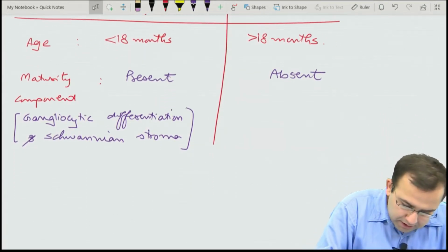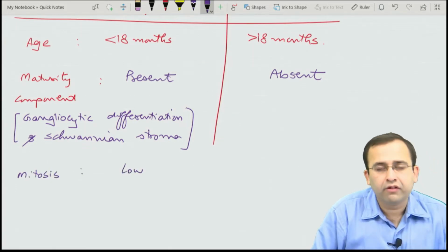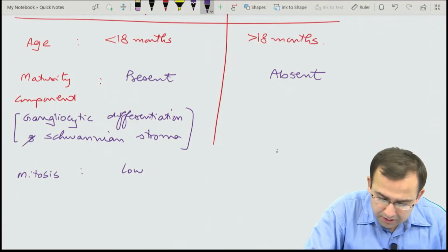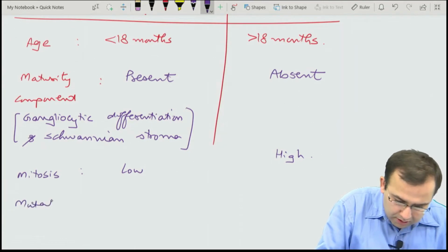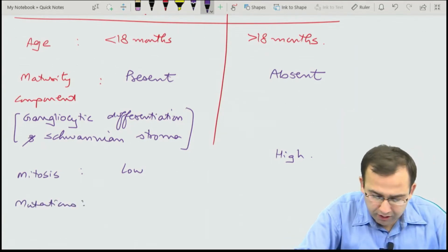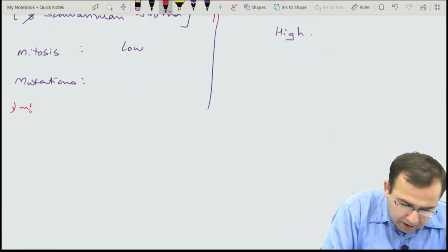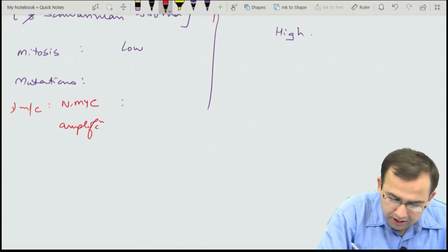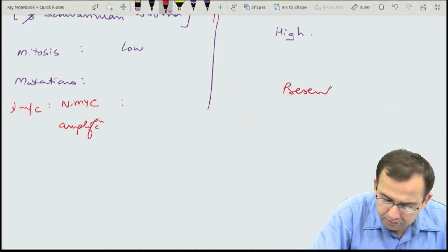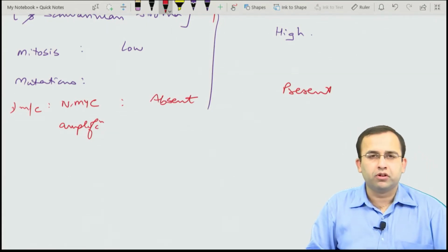Next is mitosis. Low mitosis is obviously good prognosis, whereas high mitosis is poor prognosis. Next, mutations. We have already seen that the most common mutation is N-MYC amplification. If it is present, it is poor prognosis versus absent, which is good prognosis.